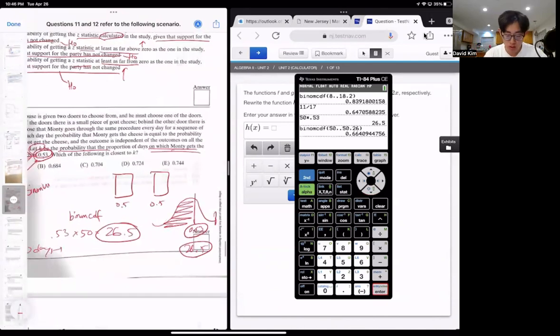How do I know it's binomial again? I have a chance of success and chance of failure. It gives you that.